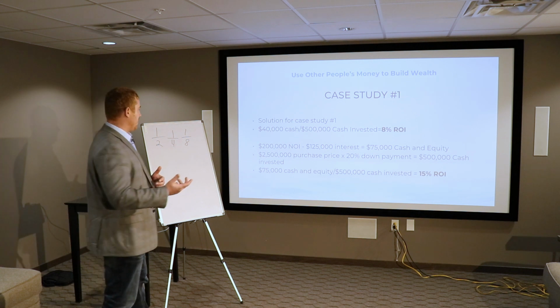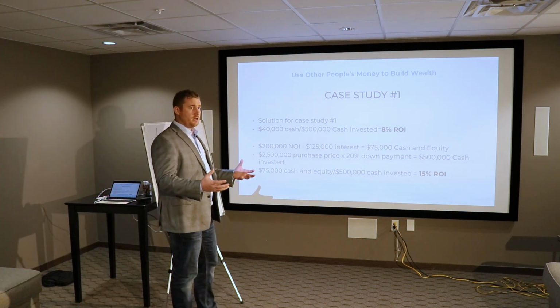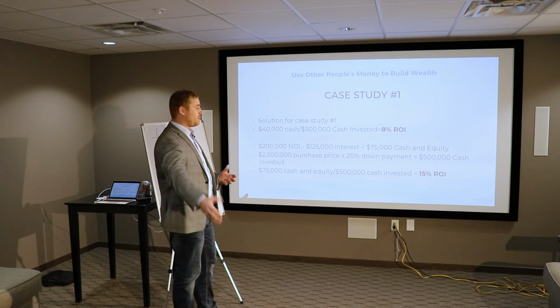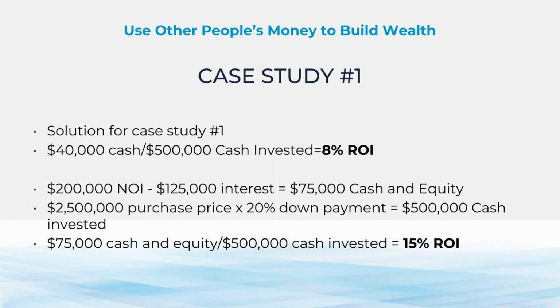The second part of that problem, we borrowed money. We had the same $500,000 in cash, but we bought 5 times the property. And so we ended up with 5 times the net operating income. But we have to have an interest payment. So we have to take the interest out so that we're left with our cash flow and our equity. And essentially, when we take that $200,000 minus the $125,000, we're left with $75,000 in cash and equity.